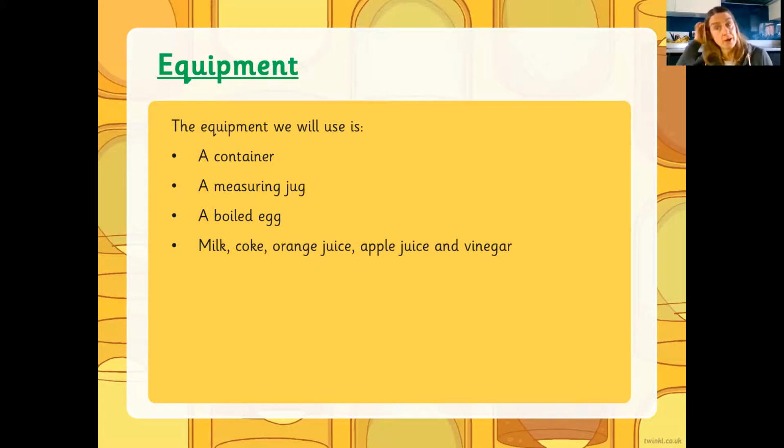So what I'd like you to do now, underneath where you've got your prediction, is write down equipment and then list the equipment that you will need for your investigation. Okay? Again, pause the video until you're ready to move on.